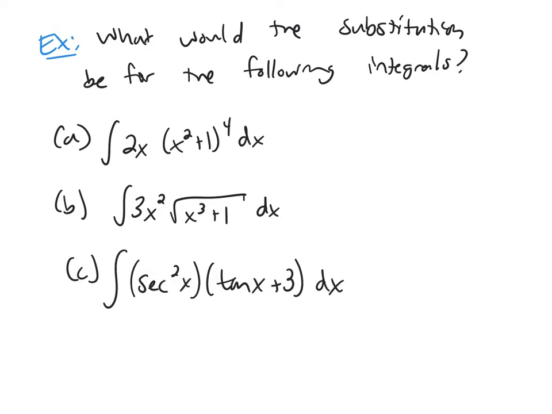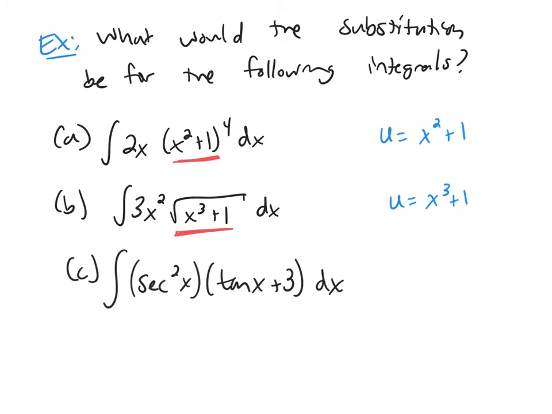Let's go ahead and say now, what would my u be here? So here I have a composition. Where's my composition at? It's right here. It's where I have an inside and an outside. So my guess is u should be x squared plus 1. Look at the second one. Where is our composition at, our inside and our outside? Right here. So my guess is that u should be x cubed plus 1, the inside of that.